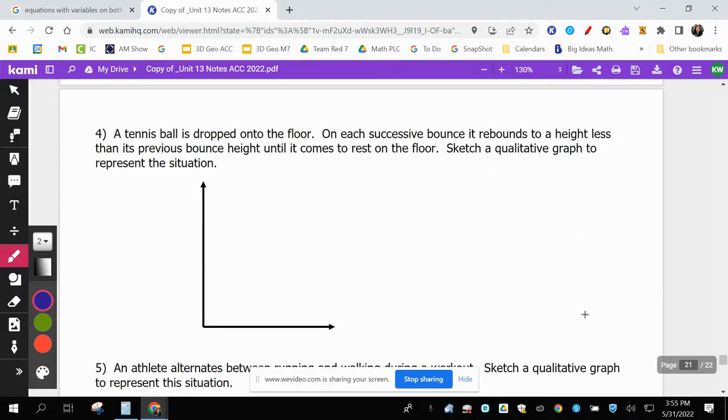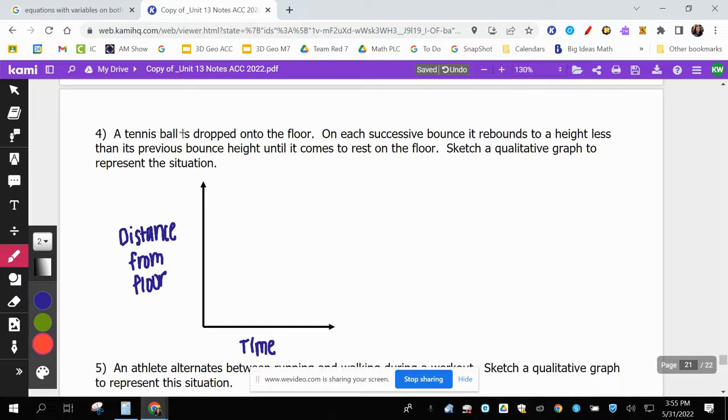A tennis ball is dropped onto the floor. On each successive bounce, it rebounds to a height less than its previous bounce height until it comes to rest on the floor. Sketch a qualitative graph to represent the situation. So for this graph, I'm going to let time be my x-axis. And since we're talking about the distance from the tennis ball to the floor, I'm going to say distance from the floor is my y-axis.